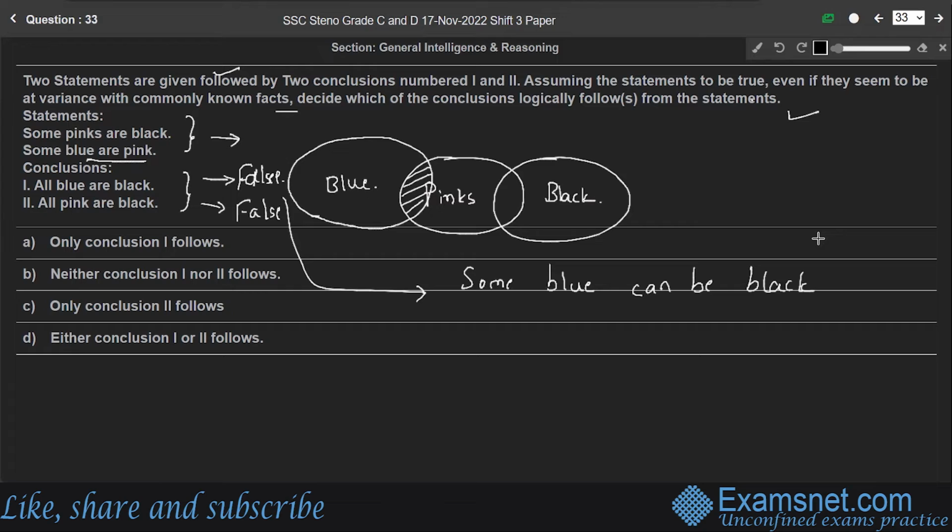It is given that some pink are black in statement 1, so all pink are black is a false conclusion, right? Not possible, because of statement 2, sorry, statement 1. Some blue are pink and some pink are black, only some portion of pink are black, not all. So the second conclusion is also false. So neither conclusion 1 nor 2 follows. Option B.